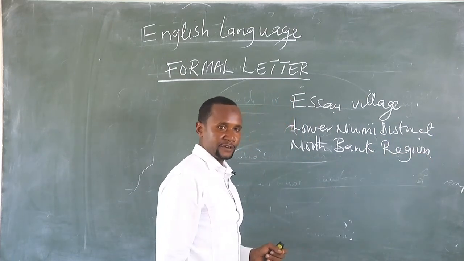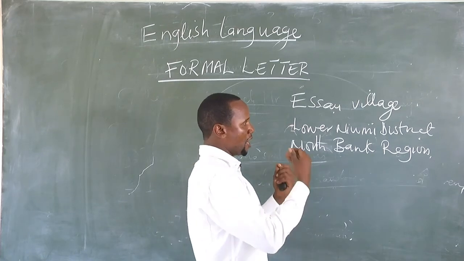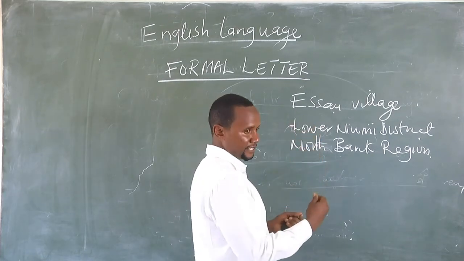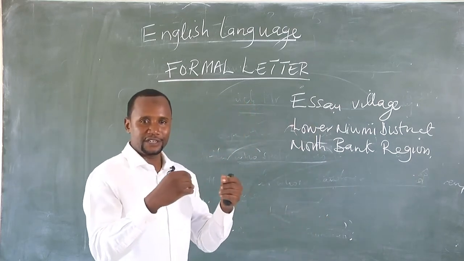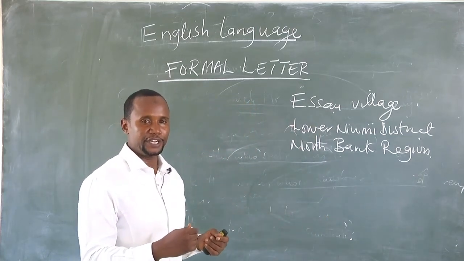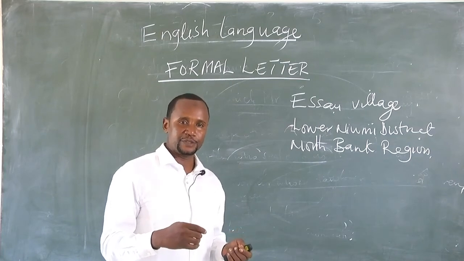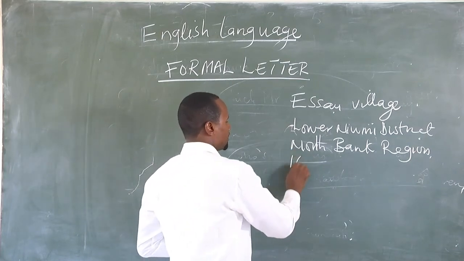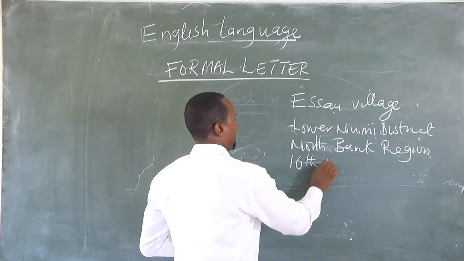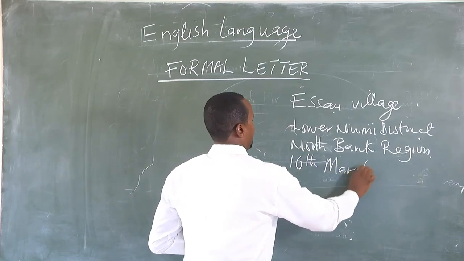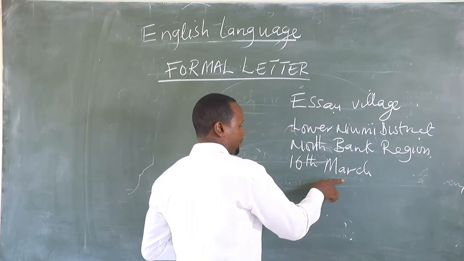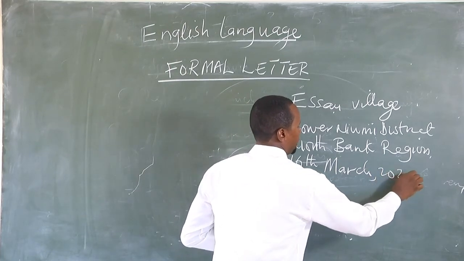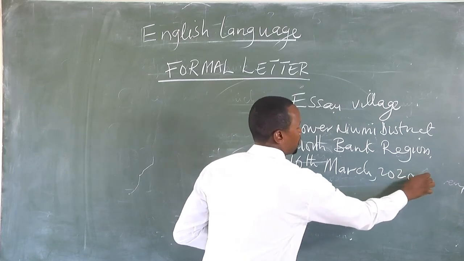Like I said earlier on, if you are going to punctuate the address, you make sure that you punctuate it all. If you are not going to punctuate it, you can leave it as it is, but the date must be punctuated. For example, 16th March, remember March with a capital M, comma, 2020 or 2020 full stop.